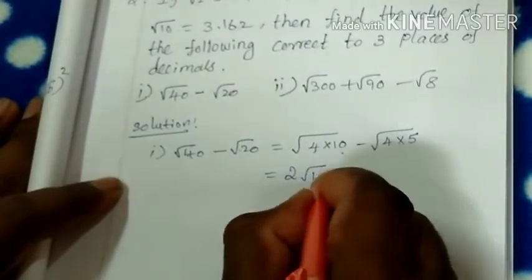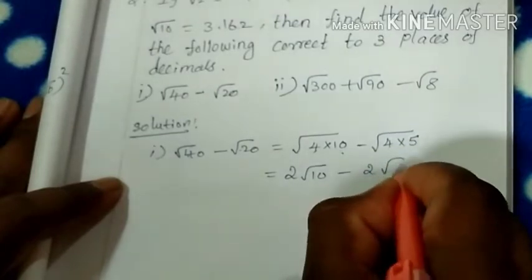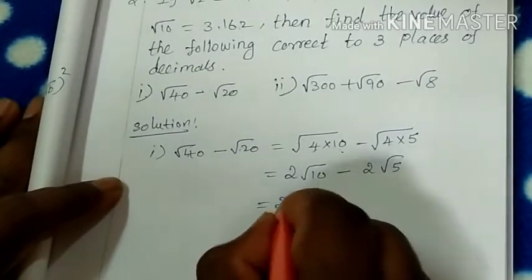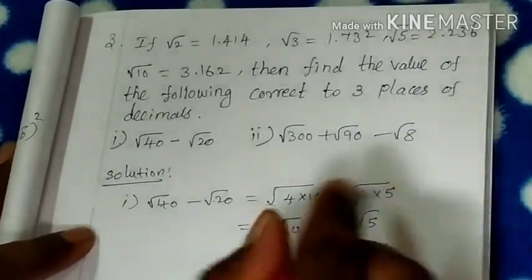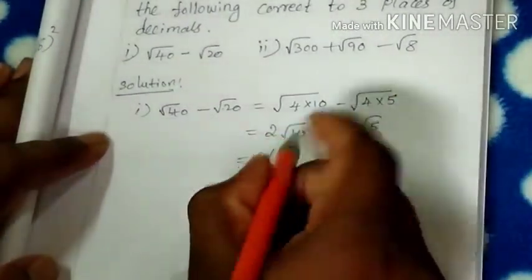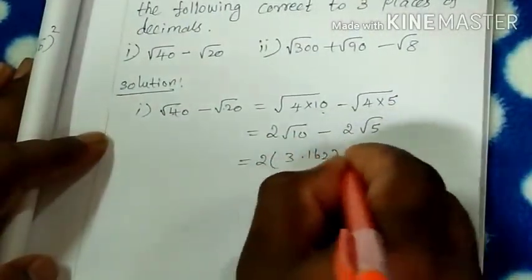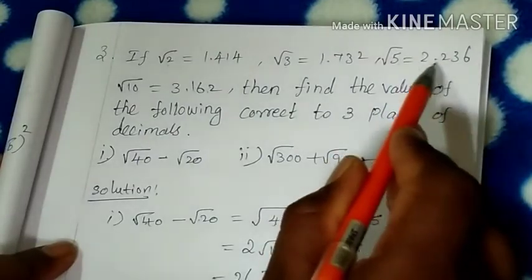then root 10, minus square root of 4 is 2. This is for root 5. So is equal to 2 into root 10 answer. Root 10 answer is 3.162. Okay. 3.162 minus 2 into root 5 answer. Root 5 answer is 2.236.